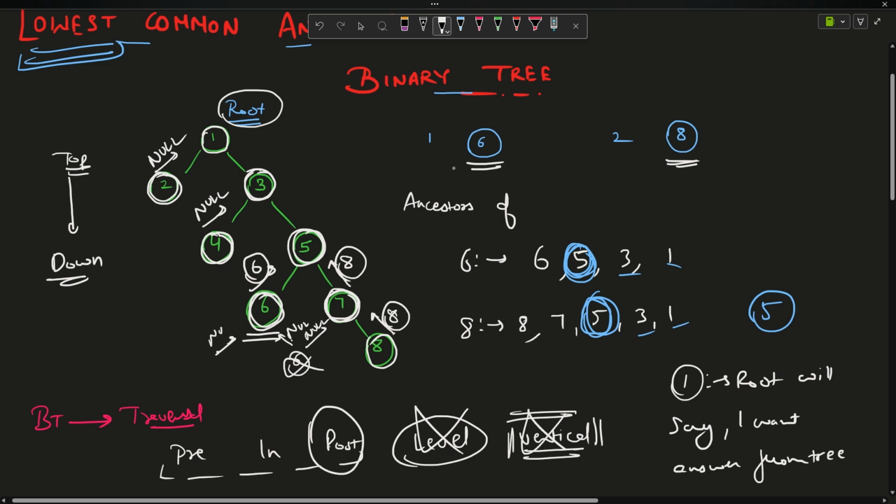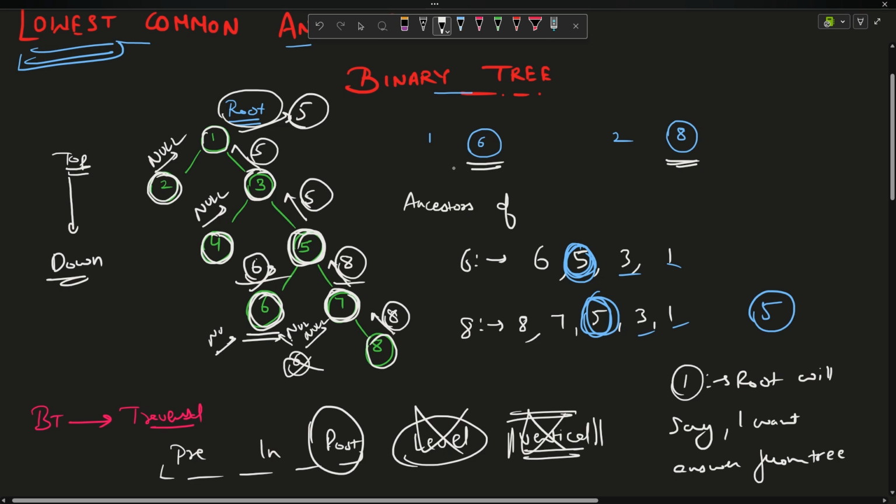But 5 says, hey, I got 6 and I got 8. That means both the nodes are actually getting separated by me. That means I am the lowest common ancestor, so I will be returning 5. 3 says null and 5, so 3 will say, okay, I will also return 5. 1 says null and 5, I will also return 5.